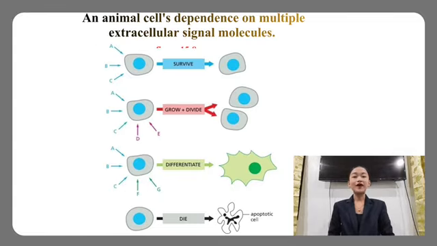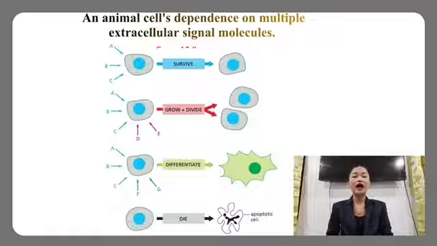An animal cell's behavior depends on multiple extracellular signal molecules. Each cell type displays a set of receptors that enables it to respond to a corresponding set of signal molecules produced by other cells. These signal molecules work in combinations to regulate the behavior of the cell. As shown here, an individual cell often requires multiple signals to survive, as shown in blue arrows, and additional signals to grow and divide, as shown in red arrows, or differentiate, as shown in green arrows.